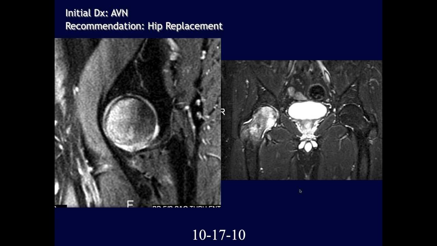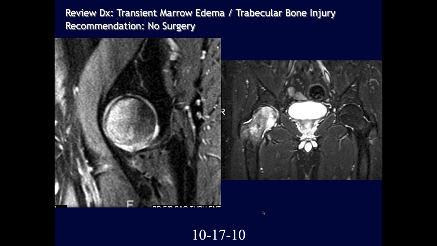But a hip replacement is what he had been recommended by two surgeons, one of which was a well-known surgeon in Santa Monica. And this is what the scan showed on 10/17/2010. So we talked about it, and he decided not to have surgery at that time. And the discussion was, well, even if it goes to collapse, you can always have hip surgery later, but you can't undo hip surgery once you have it. So he decided that he would take his chances and not have surgery.